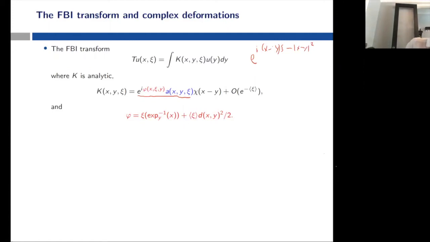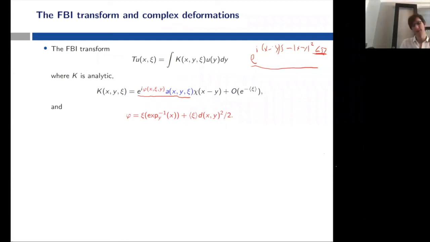There are a couple of things which change. I need to put a xi here, and that's to allow me to handle things uniformly as xi goes to infinity. And I'm also going to insist that the entire kernel be analytic. On R^n, that's of course very easy. This is analytic, just like that.